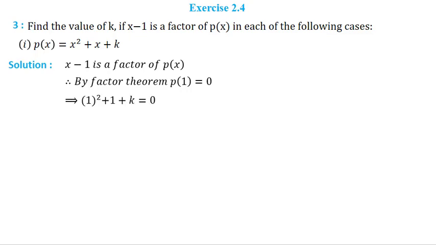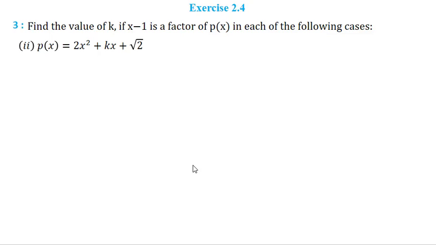Now p(1) is 1 square plus 1 plus k. Now I will equate this with 0 because p(1) is 0, and this gives me 2 plus k equals 0. So this gives me the value of k as minus 2. See how we have found the value of k, right? Okay, let us see one more problem.